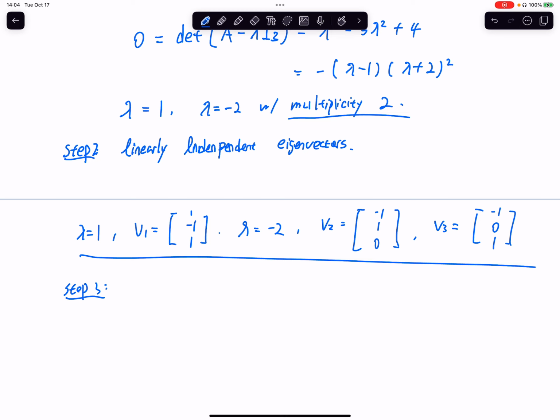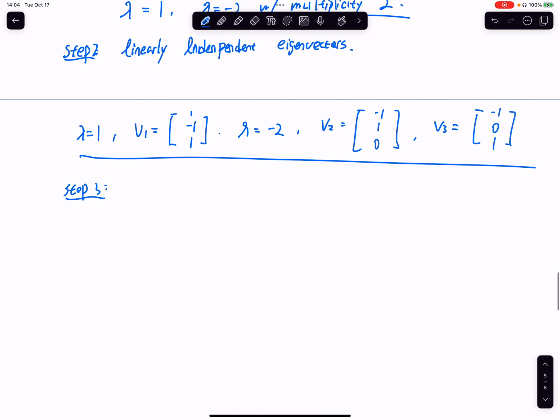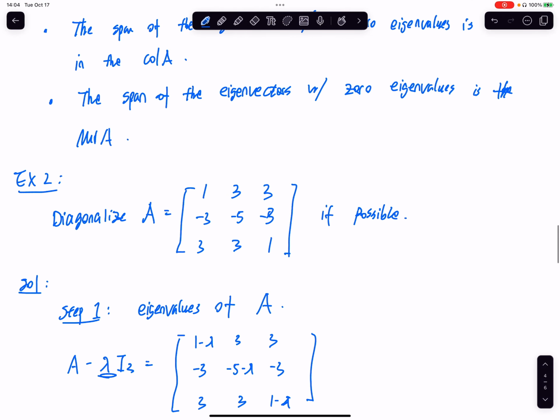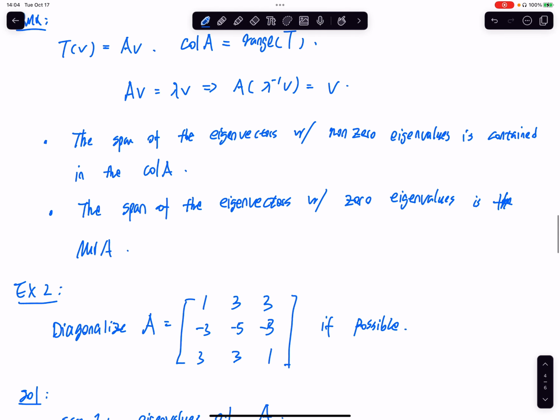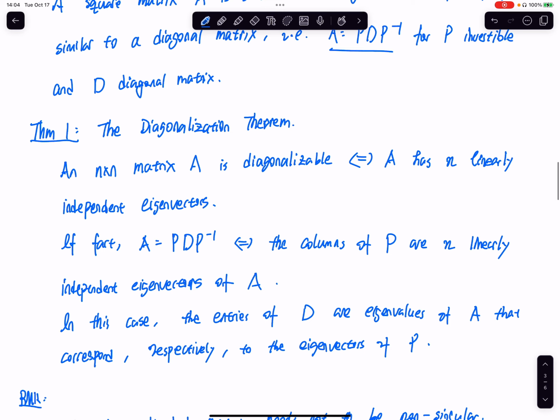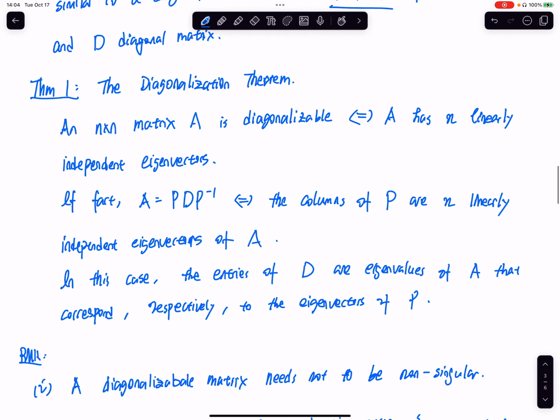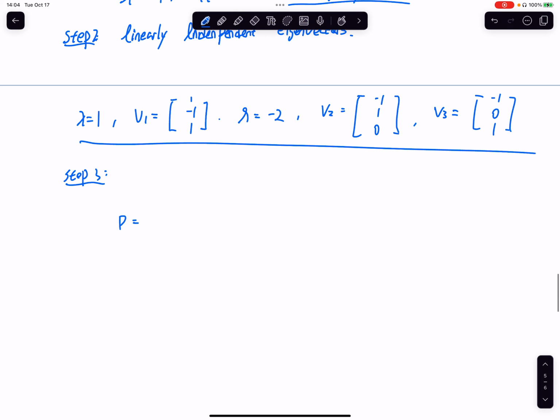elementary exercise and move to the third step, which is the construction of P from our vectors. So we know P, since by the theorem, the columns of P are linearly independent eigenvectors of A. So the construction of P is very simple. We just plug in v1, v2, and v3, and this gives us the matrix of the form.